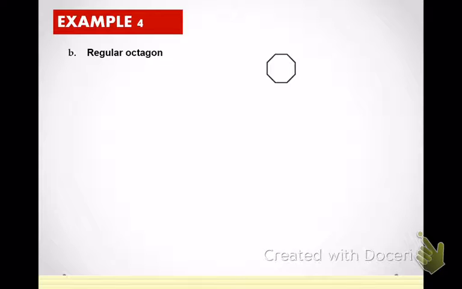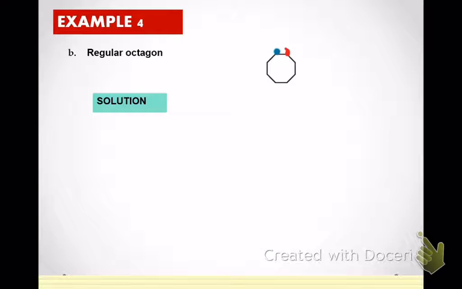So let's think about that. If I want to rotate this, we're assuming this is regular. All the angles and all the sides are the same. If I want to take this point here on this vertex, and I want it to move to there, right? How many degrees would I have to rotate it?